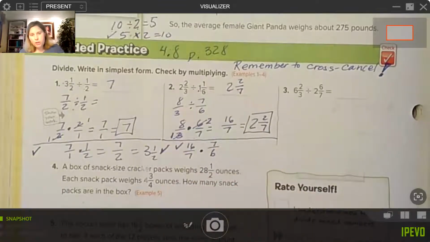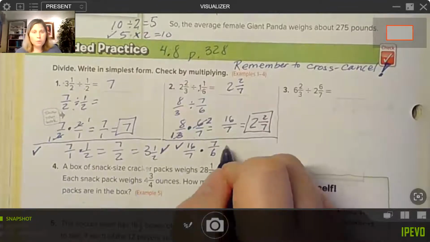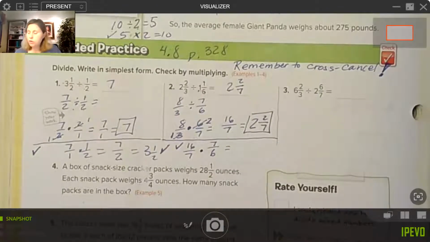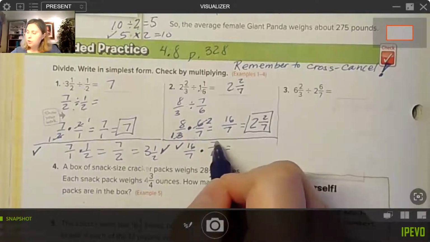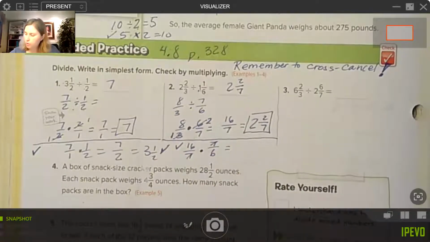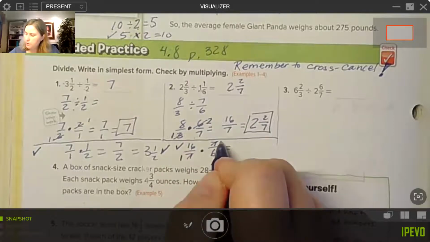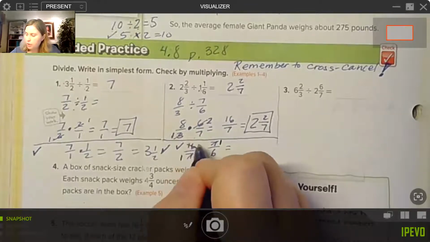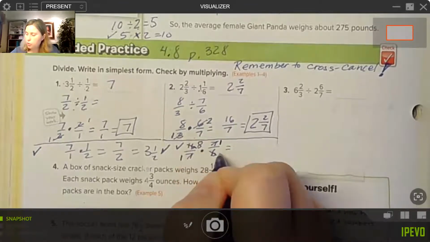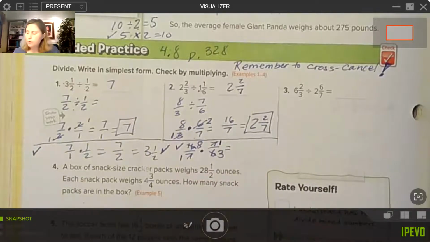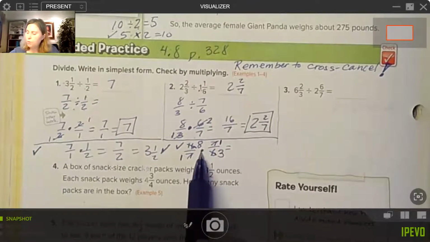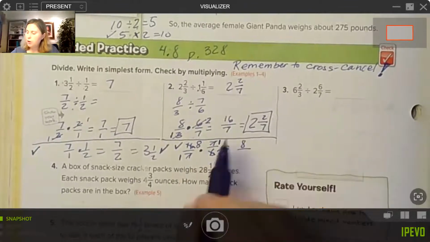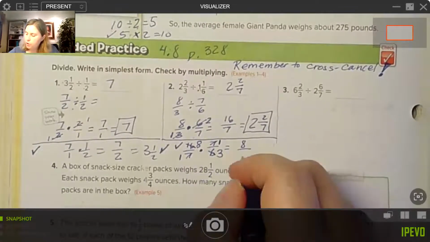And then we want to check to see if we can cross cancel before we multiply, so we have slightly smaller numbers to work with. 7 and 7 are both divisible by 7, so we get 1 for both of those. Then we look at the 16 and the 6. Those are both even numbers, and even numbers are divisible by 2. 16 divided by 2 is 8. 6 divided by 2 is 3. So now in our numerator, we have 8 times 1, which is 8. In our denominator, we have 1 times 3, which is 3.